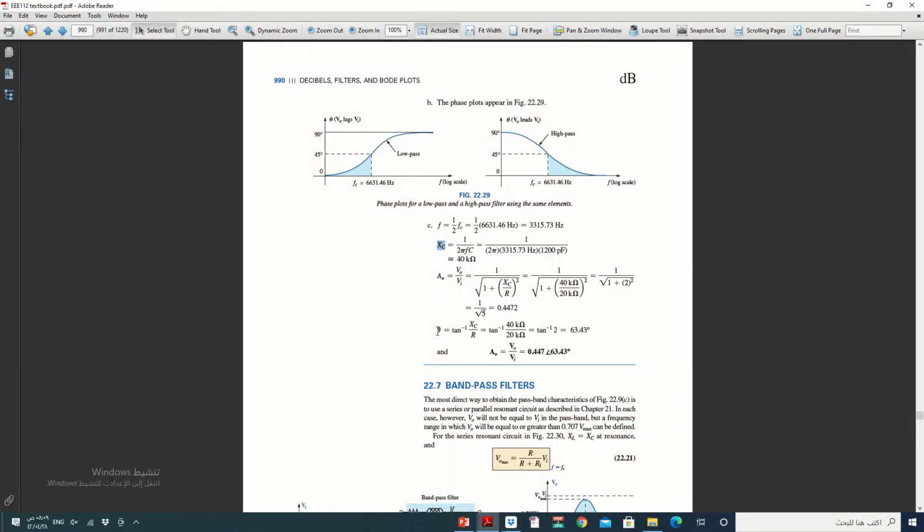Now for theta, it is tan inverse XC over R, and we know the value of R, and XC is 40. You will get 63. Then the value of the normalized is 0.447 with angle 63.43. If we have the value of the input, you can find the exact value of the output voltage by multiplying the input by 0.447. By this example, we end this chapter. Thank you for your listening.